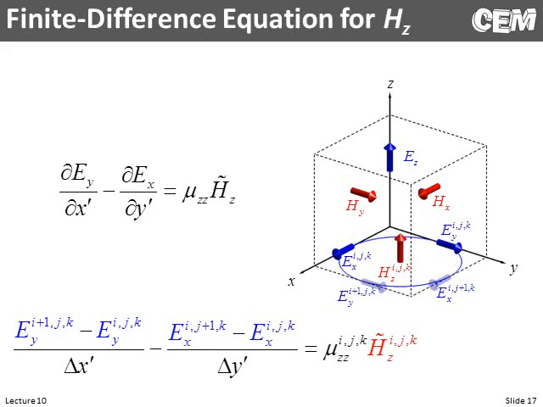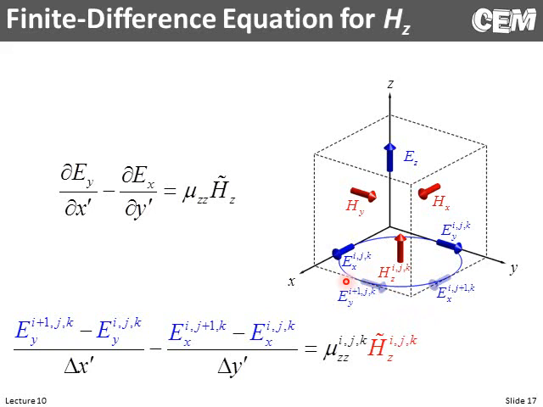Next equation, h sub z. I'll go a little bit quicker now. We're going to call this equation the equation for h sub z. We will define mu sub zz to be at the same point. And first we want to calculate the derivative of e sub y in the x direction. So let's come over here. E sub y in the x direction.